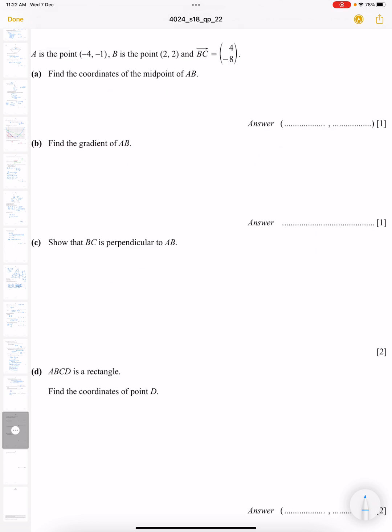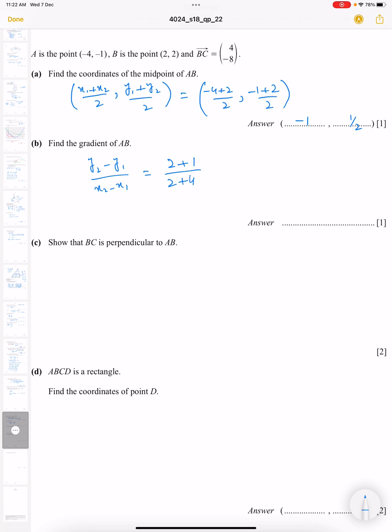Next question. A is the point minus 4, minus 1, B is the point 2, 2, and BC vector is this. Find the coordinate of midpoint of AB. We know that midpoint is found by using this formula, x1 plus x2 over 2, y1 plus y2 over 2. So it becomes minus 4 plus 2 over 2 and minus 1 plus 2 over 2. So it becomes minus 1, 1 by 2. Find the gradient of AB. So y2 minus y1 over x2 minus x1. 2 plus 1 over 2 plus 4, 3 by 6, which is 1 by 2.